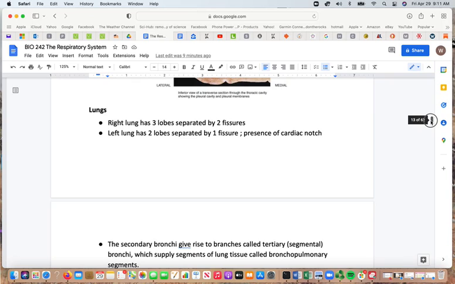So with the lungs, the right lung has 3 lobes that are separated by 2 fissures. The left lung has 2 lobes separated by 1 fissure and the presence of the cardiac notch. The reason for the difference is because the heart does sit off to the left side.